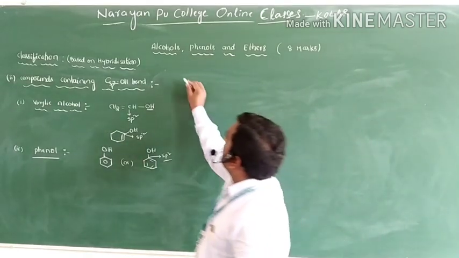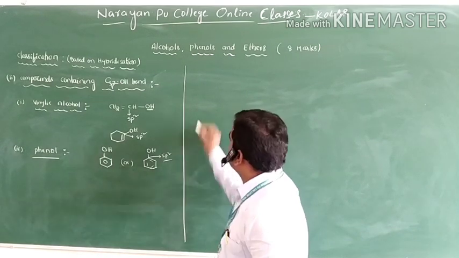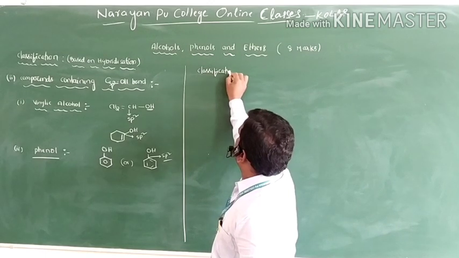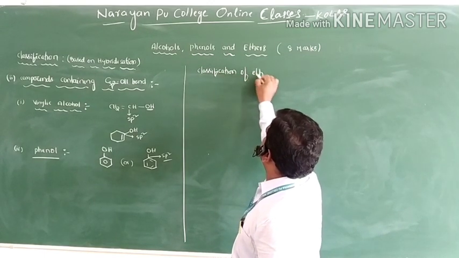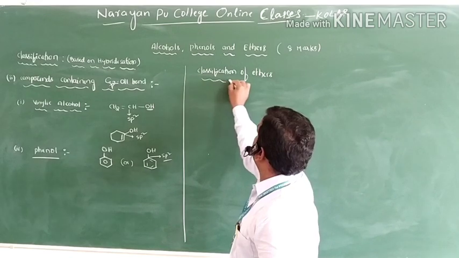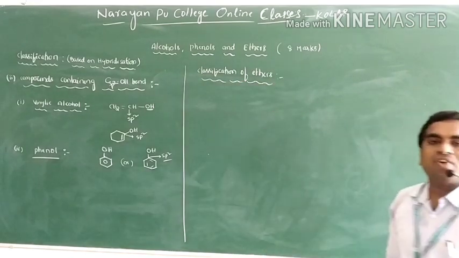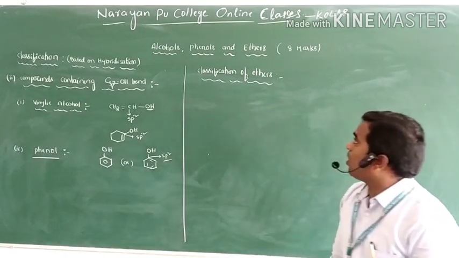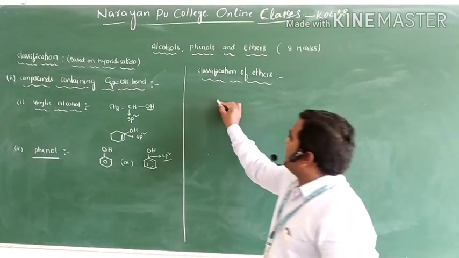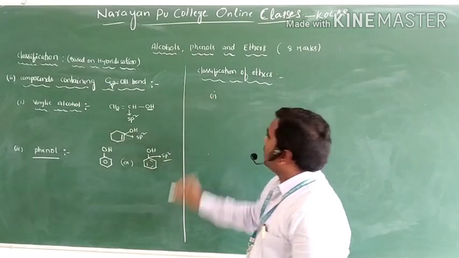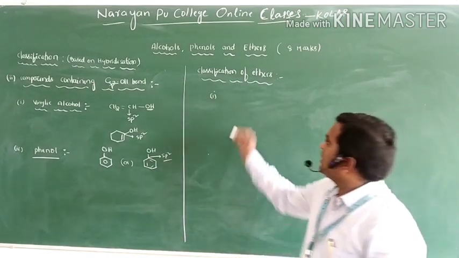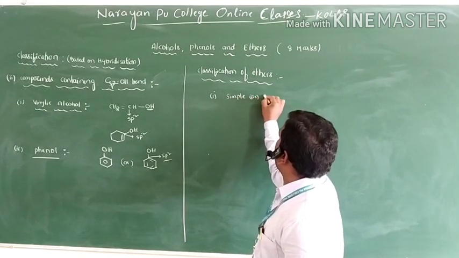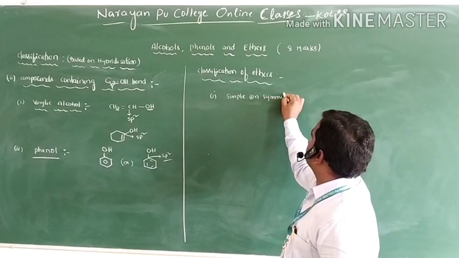Next one is classification of ethers. So we have completed classification of alcohols and phenols. Now we are going to discuss classification of ethers. And ethers are classified into two categories. One is simple ethers, or we can say simple or symmetrical ethers.